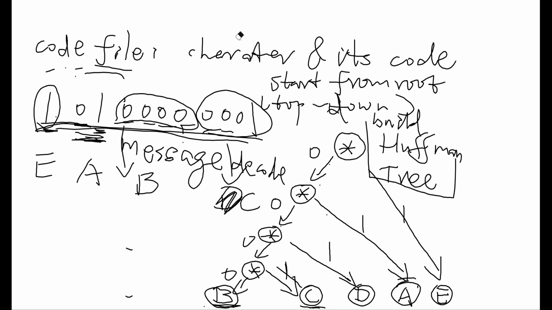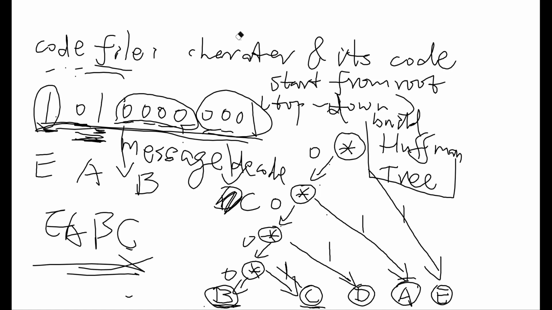So yeah, this secret message, you see, then you can decode it. Basically, it's E, A, B, C. So if you receive this code, if you have this corresponding Huffman tree, then you can decode it. So this is how we are going to use our Huffman tree to do the decoding.